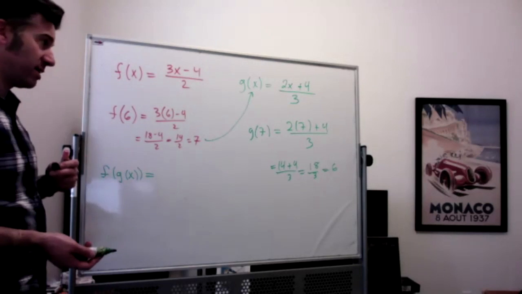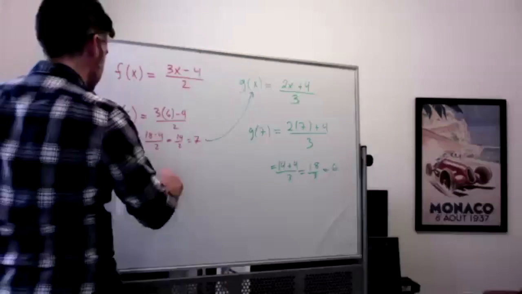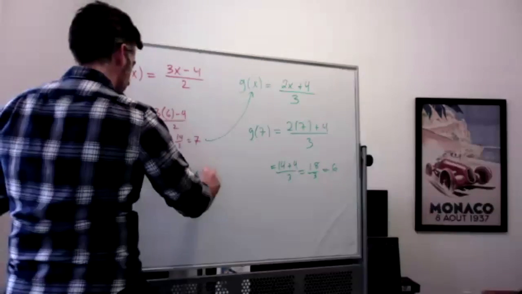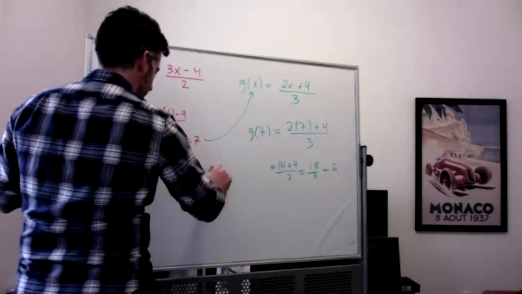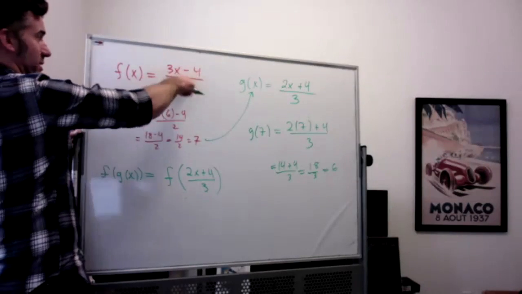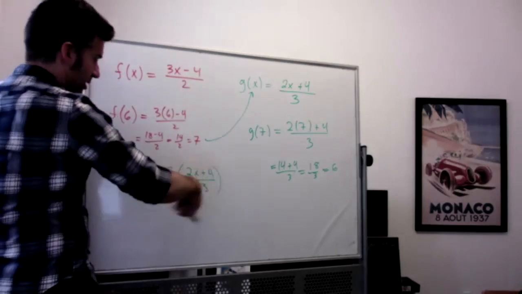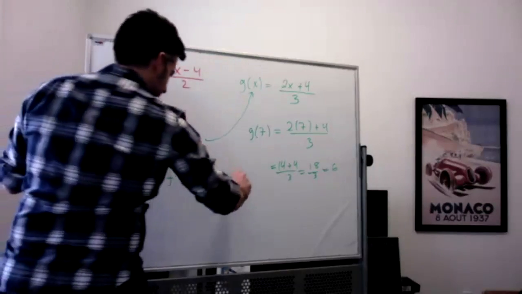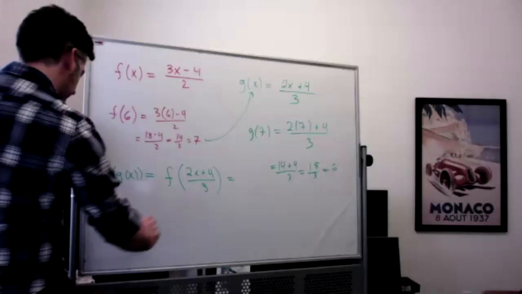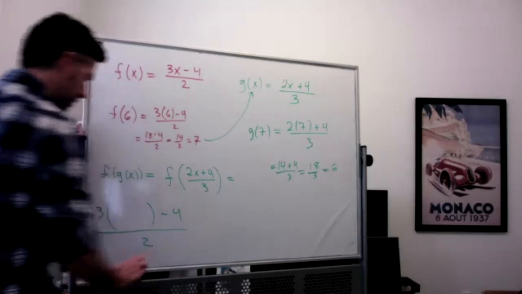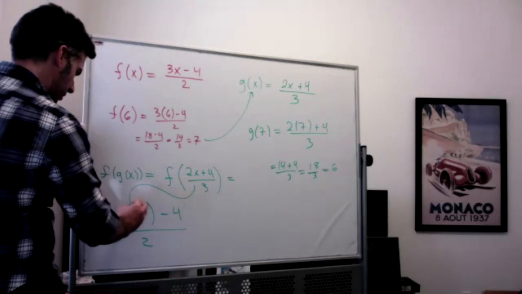Let's do f of g of x first. So f of g of x is f of (2x plus 4) over 3. And then f of x is (3x minus 4) over 2. So f of thing is 3 times thing minus 4 over 2. So it's going to be 3 times that minus 4 over 2, where this is what's going right there.